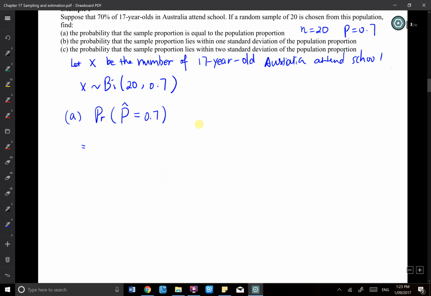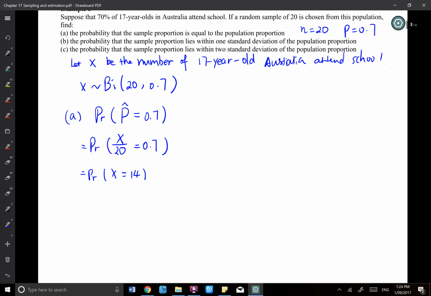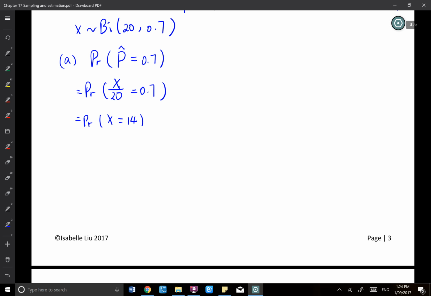What is P hat? P hat is X over N. What is N? N is 20. For example, if you find 4 students, then 4 over 20, 20 is the sample, so 4 on 20, 20%, will be the sample proportion. So it's the number of X over your total number that gives you 0.7. Therefore, that question changes to X equals 14. That question is not a proportion question anymore. It has nothing to do with the proportion. It's purely a binomial distribution. Now what you're trying to find is the probability that X equals 14.